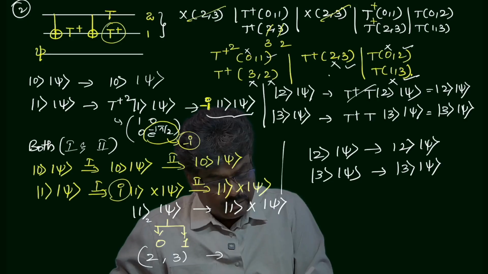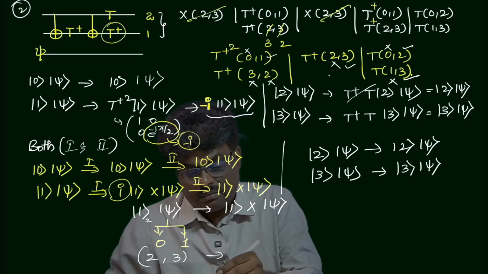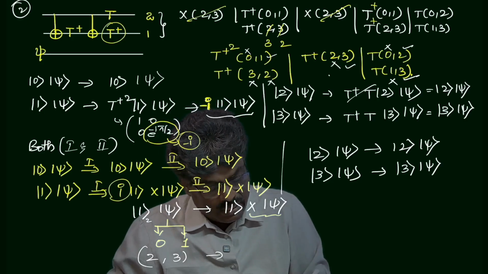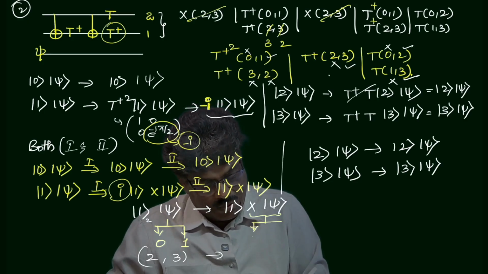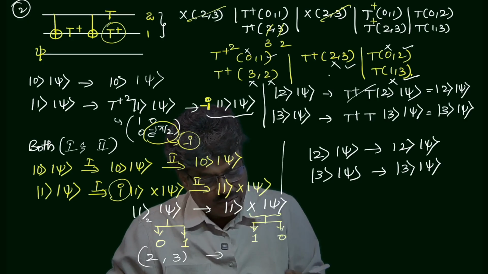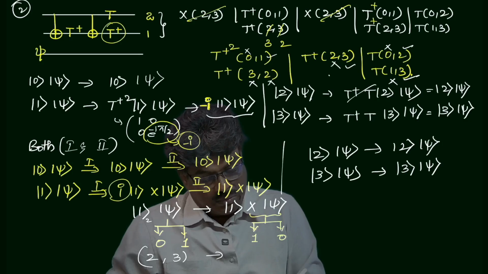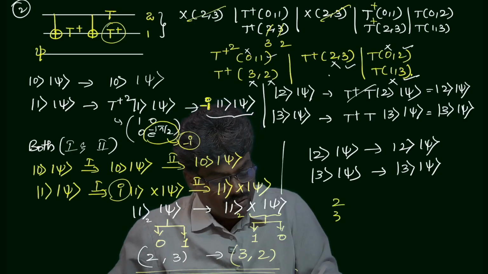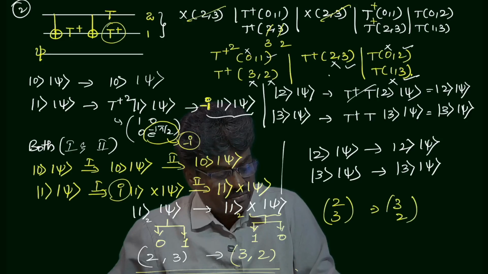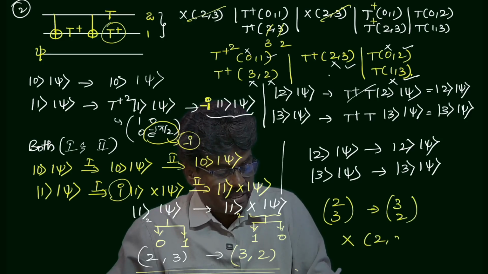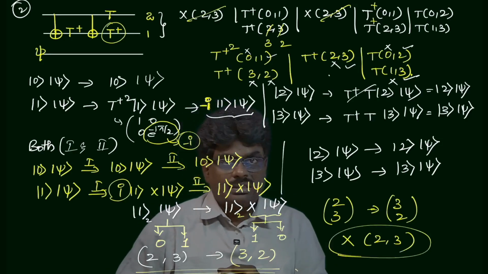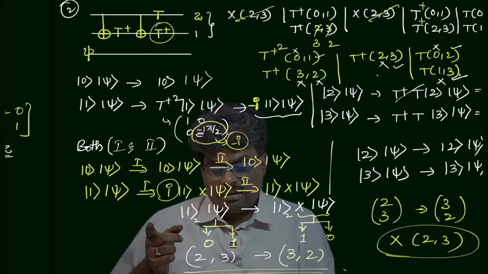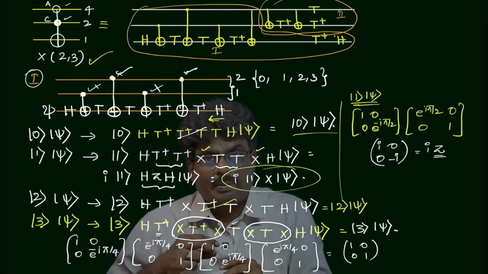And here, because of this exercise, you will get 0 becomes 1, first one, here 1 becomes 0. Okay, so these 2 qubits, that's why 2 ones are 1 plus 1, 3 comma 2. So finally we got 2 3 becomes 3 2. So this total operation can be written as X of 2 comma 3. So exactly whatever we are getting here, this one, right?